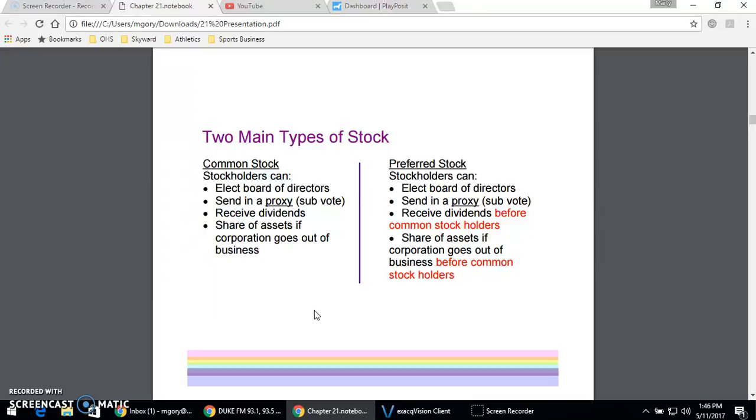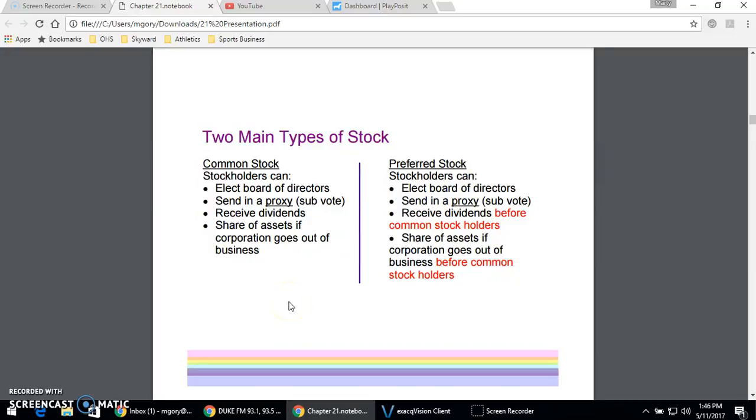Now, on top of being a common stockholder, if you are a preferred stockholder, you get additional perks. So you also get to elect board of directors. You also get to send proxies. You also get to receive dividends. However, you will receive your dividends before common stockholders will. And you can also share assets if a corporation goes out of business, and you will do this before common stockholders. So preferred means you're going to reap the benefits of being a stockholder first. Common stock will reap their benefits after the preferred stockholders have reaped some of theirs.